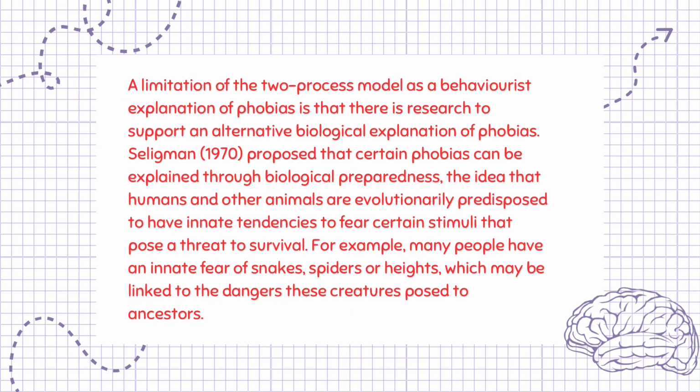A limitation of the two-process model as a behaviorist explanation of phobias is that there is research to support an alternative biological explanation of phobias. Seligman, 1970, proposed that certain phobias can be explained through biological preparedness, the idea that humans and other animals are evolutionarily predisposed to have innate tendencies to fear certain stimuli that pose a threat to survival. For example, many people have an innate fear of snakes, spiders, or heights, which may be linked to the dangers these creatures posed to ancestors.